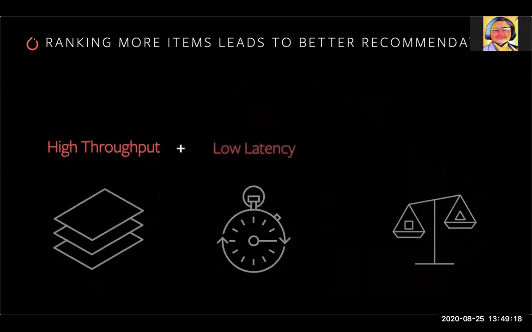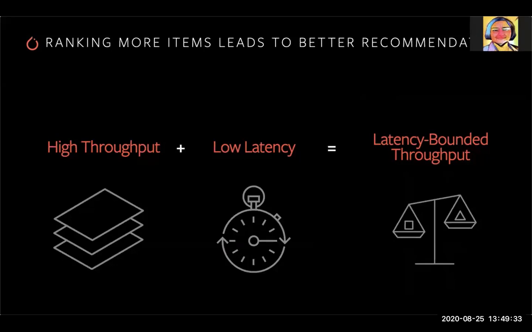When it comes to evaluating the recommender models, there are a couple of things we need to keep in mind. First of all, it is widely known that ranking more items leads to better recommendations. So from a system standpoint, we focus on high throughput to evaluate lots of different candidate solutions all at once. And since we have a user waiting at the other end, we have a firm latency requirement. Otherwise, the user will abandon the site and go somewhere else. So what this means is that from an optimization point of view, we focus on latency-bounded throughput for the recommendations.